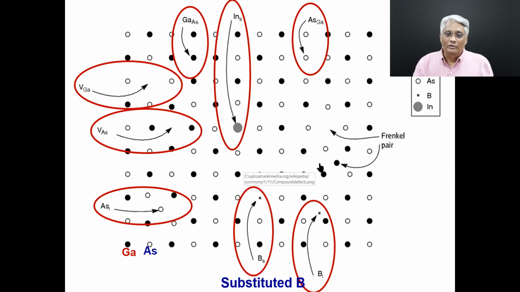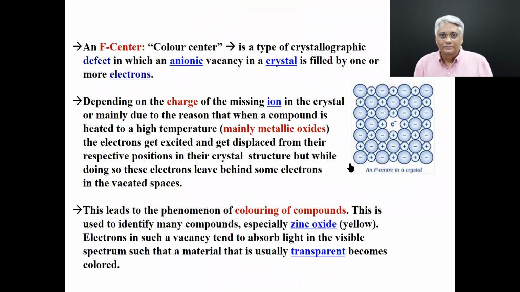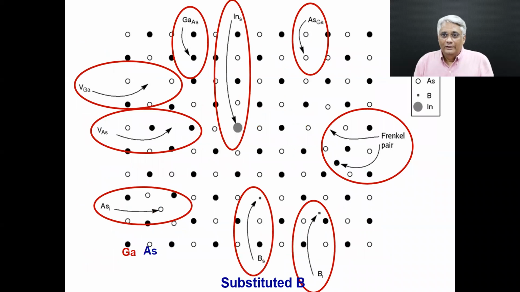How much of a foreign element, which is larger or smaller in size compared to the lattice atom size, can replace a given lattice position. Okay. I talked about the Frenkel pairs already. Now coming back to one important concept of coloration in crystals.